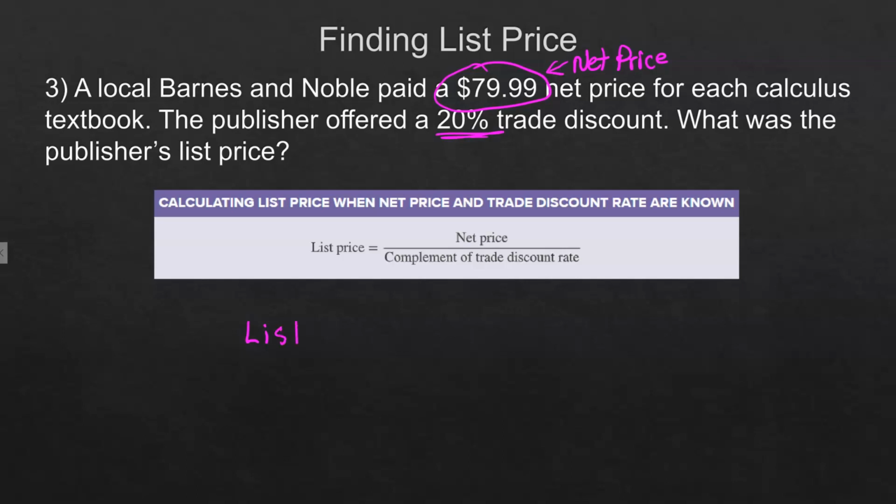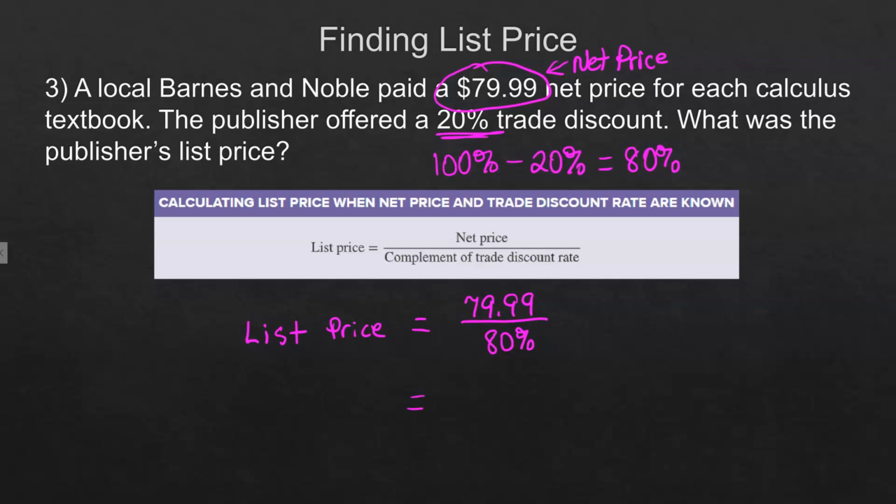So to find the list price, we're going to take the net price, $79.99. We're going to divide it by the complement of 20%, right? So 100% minus 20. We just did this on the previous question, is 80%. So we already knew that. We do divide it in decimal form. I'm going to write it out on this step this way. And then to actually find the answer, we're going to take $79.99 and divide it by 0.8.